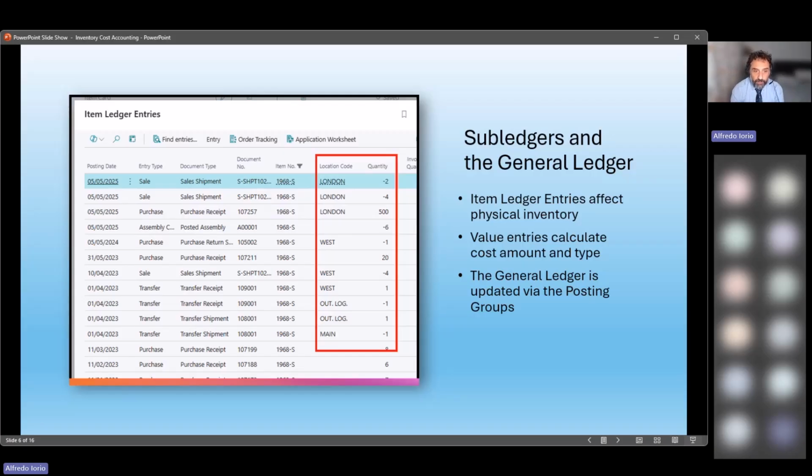So item ledger entries affect physical inventory. You can see here item ledger entries, -2, -4, +500, right? And it's always by location, by item, by location. Again, the item ledger entry does not look at bins, zones, because that is not physical inventory, right? Value entry is calculated cost amount and the cost type, whether it's expected or actual, direct or indirect. Again, we will see that example later. And the general ledger is essentially updated by the posting group, right?